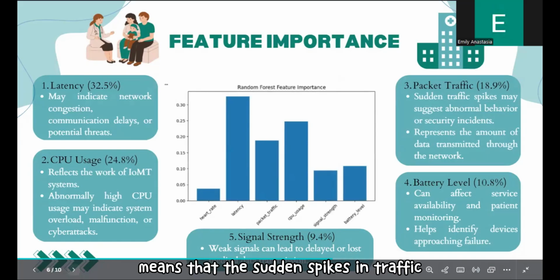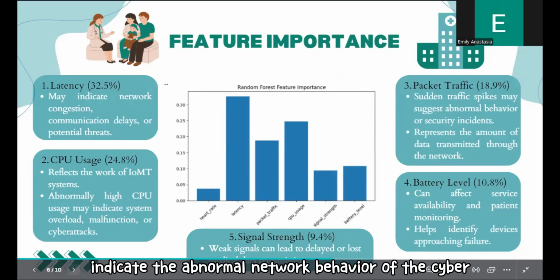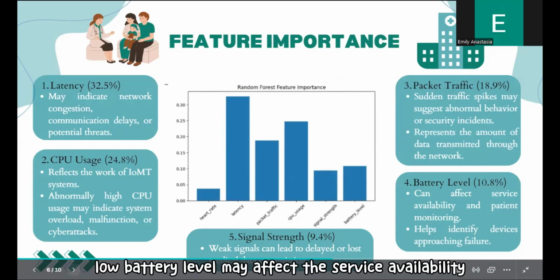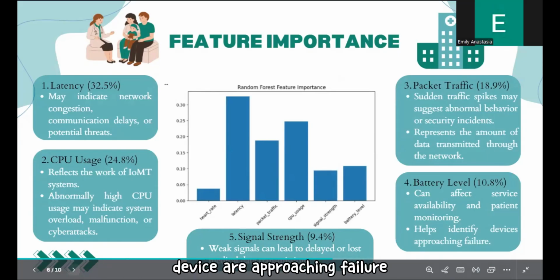It means that sudden spikes in traffic often indicate abnormal network behavior or a cyber attack, such as DDoS attacks themselves. The fourth one was the battery level, because a low battery level may affect service availability and indicate that the device is approaching failure.